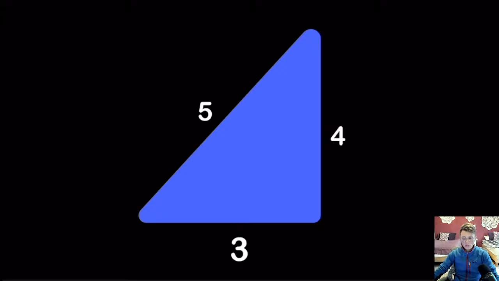So when it comes to special triangles, we're not going to go crazy here. This is not the GRE. We don't need to learn all the special triangles. We're really just going to focus on two. The first one is what's called the 3, 4, 5 triangle.